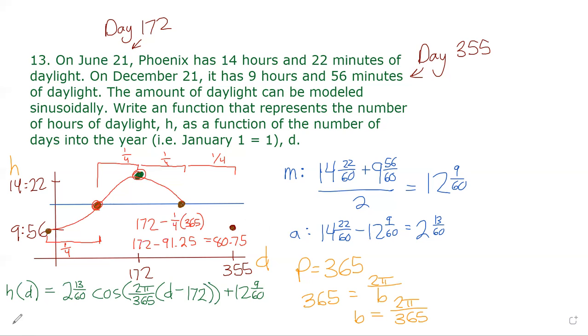And so if we're doing it that way, it would be the same amplitude. That doesn't change. The only thing that's going to change is the horizontal shift. Sine, same B, except now it's 80.75. And same vertical shift.